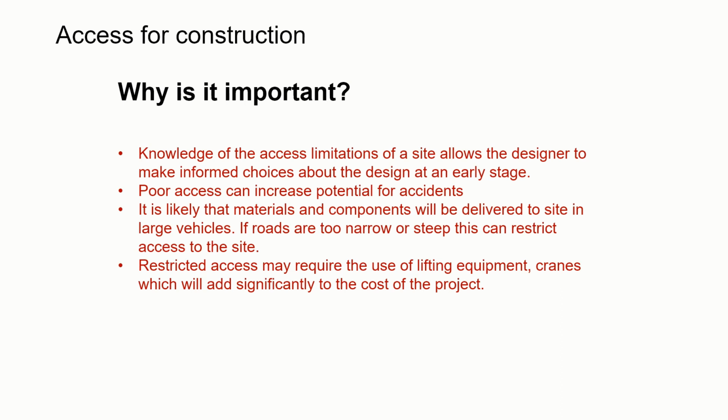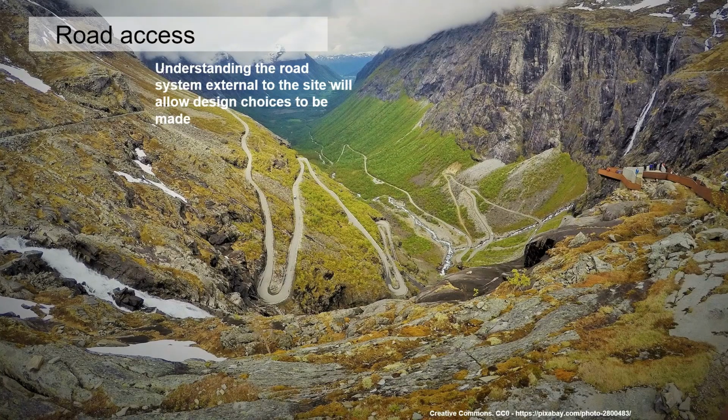It's likely that materials and components are going to be delivered on large vehicles. If the roads leading up to a site are particularly poor or inaccessible, then that can restrict access to the site to those vehicles. And if that's the case, we might have to then use lifting equipment to clear trees or other buildings, which really means the use of cranes, which will add significant cost to a project. So we look at road.